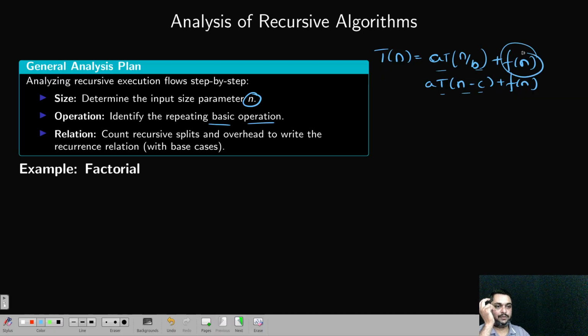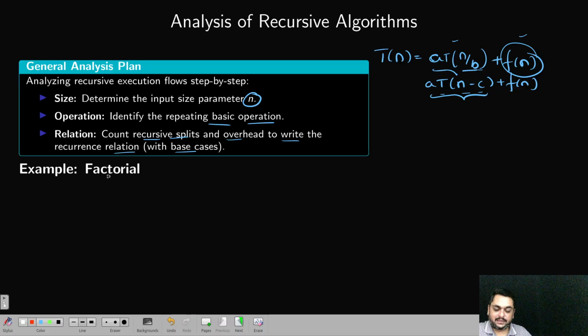This f(n) is nothing but the number of basic operations it is performing, and this is the recursive calls' work. So identify these two parts in your recursive algorithm. The second part is to count the recursive splits and overhead, and write the recurrence relation with the base cases. So the idea is simple. In these examples, you will not see how exactly the output is produced and how it is working. We only see how the recursive calls are made, what the base case is, and what basic operation it is doing, and what the time complexity of that is.